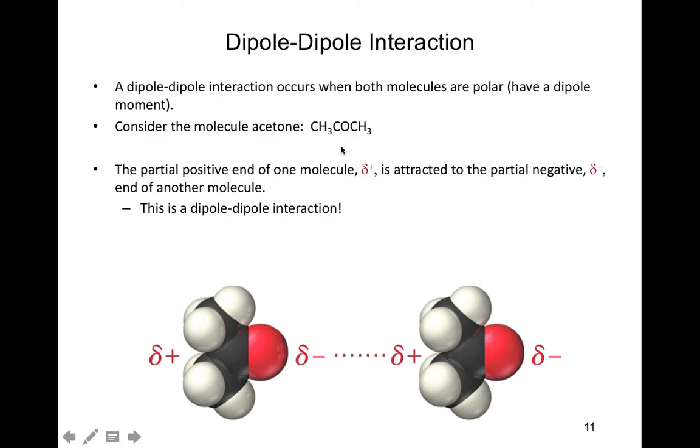So acetone, CH3C double bond O, CH3, is polar, right? It's not symmetric. This carbon is trigonal planar, and I've got the CH3 and the CH3 and just the one O, nothing to cancel that out. So it ends up having a partial positive charge on one end, a partial negative charge on the other. And so when I bring it next to another acetone molecule, the negative end on one is attracted to the positive end on the other. And so this is a dipole-dipole interaction.